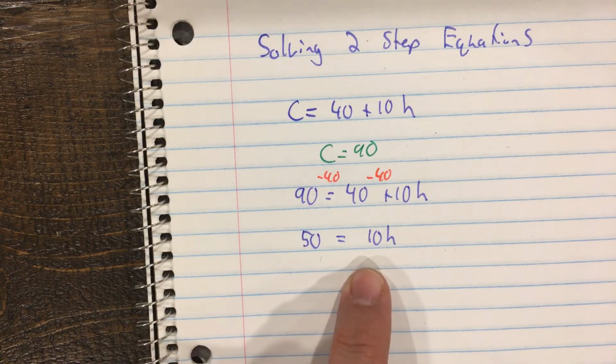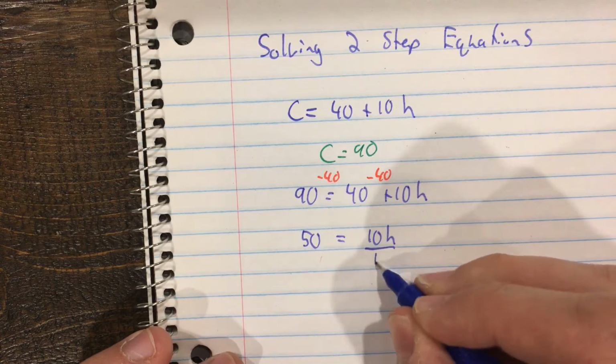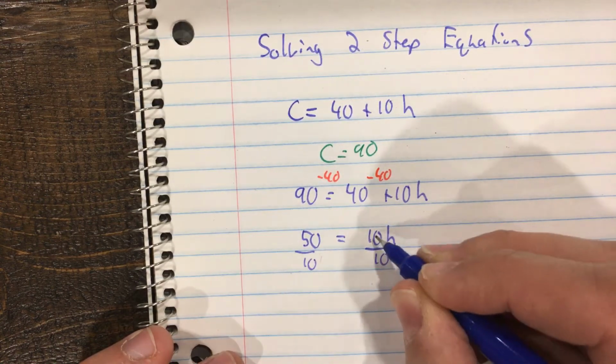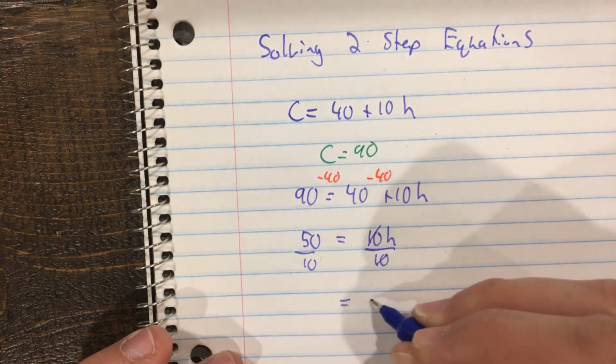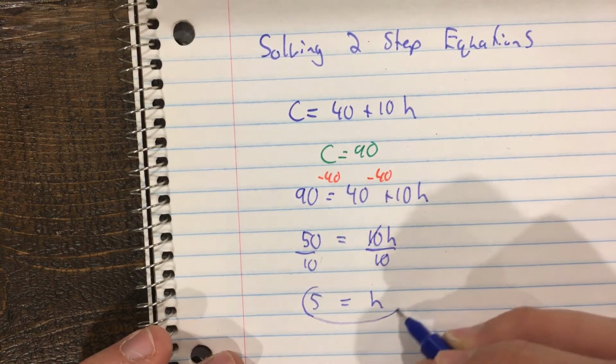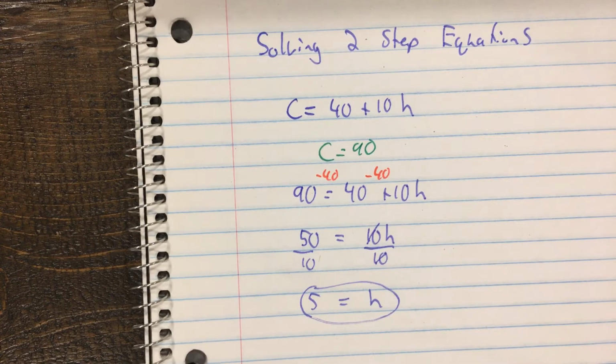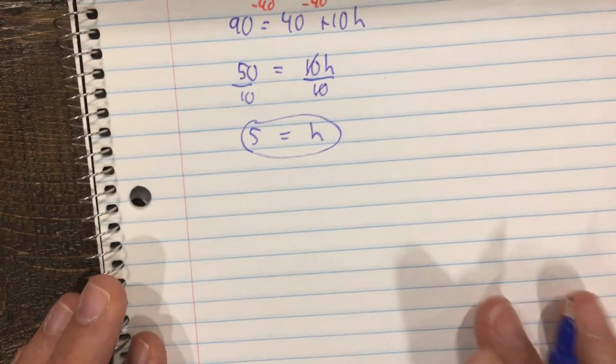And the second step, now we're back into a one-step equation, is how do I get rid of a 10 multiplied by h? Well, I can divide them both by 10. That will cross out, and I'm left with h is equal to 5. Therefore, your friend used that canoe for 5 hours. Okay, let's look at a couple other two-step equations.